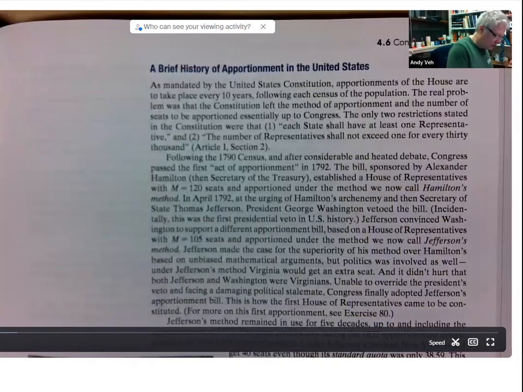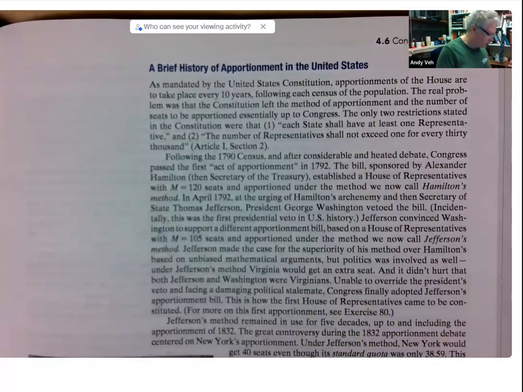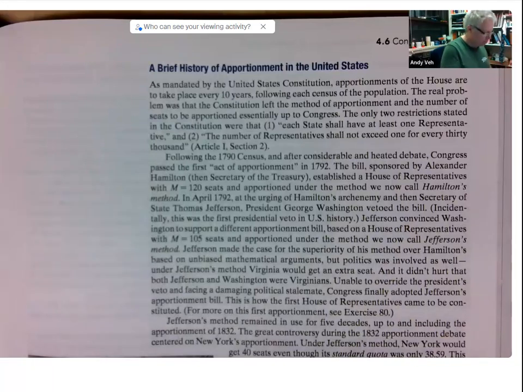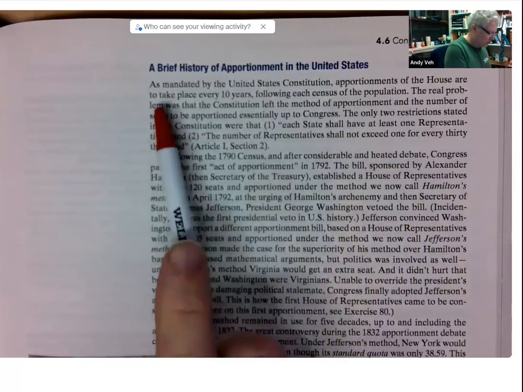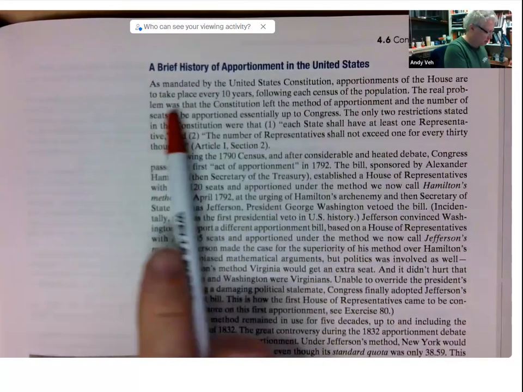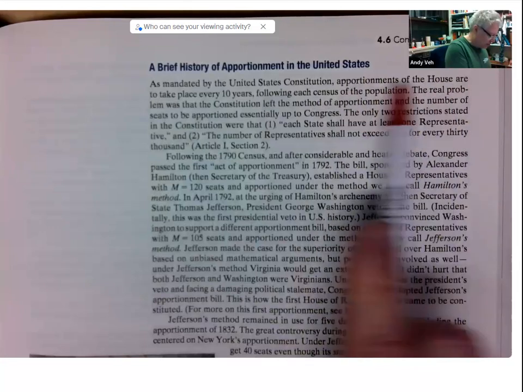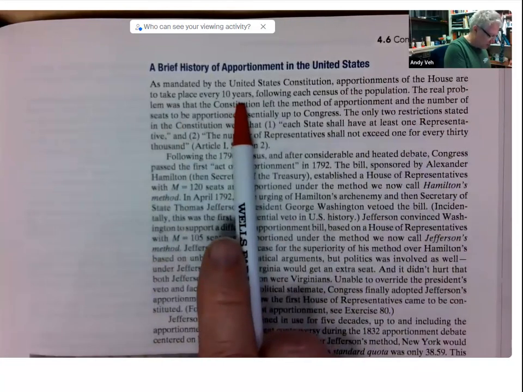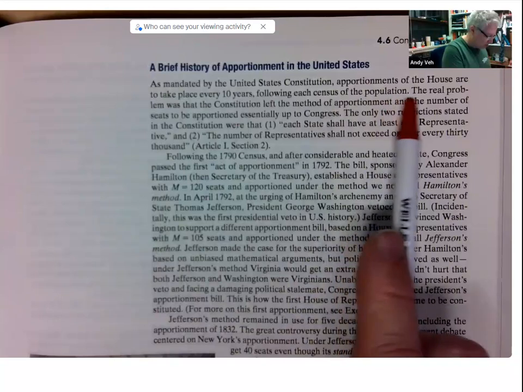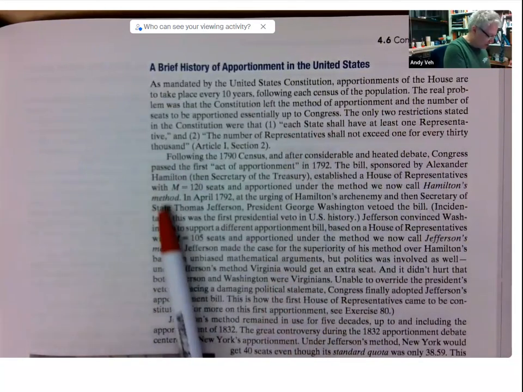Just from a different math book called Excursions in Modern Mathematics by Peter Tannenbaum. So he has a 2-page coverage here of a brief history of apportionment of the United States. I'm not going to read everything, just a little bit here. As mandated by the United States Constitution, apportionments of the House are to take place every 10 years, following each census of the population. Each state shall have at least one representative, and so on.